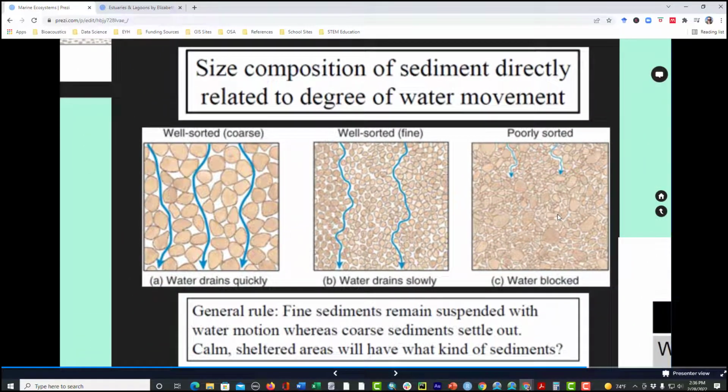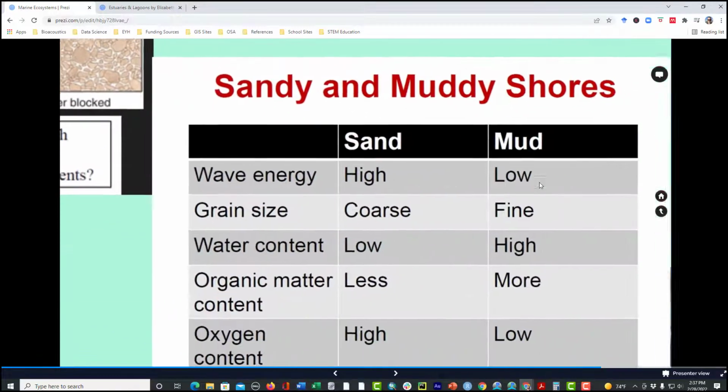And the composition of the sediment is going to directly relate to the amount of water that can move through those sediments. So within the well-sorted or coarse structures, you have a lot more water movement than you do within well-sorted fine grains, as well as poorly sorted or a combination of grain sizes that are going to block water. So a general rule is that fine sediment remains suspended with water motion, whereas the coarse sediment settles out. So as you can imagine, this can impact the organisms that live within that sediment.